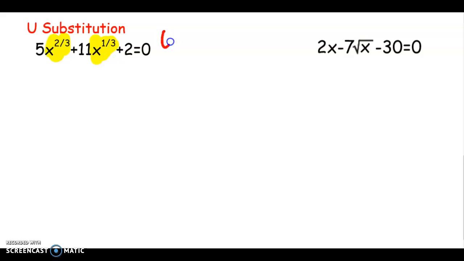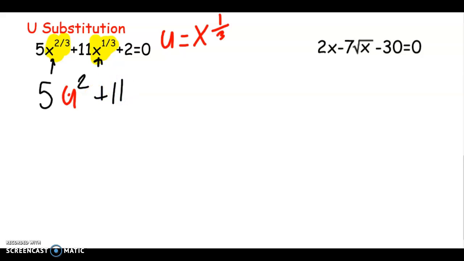So as I look at this one, I'm just going to define some variable u, and that u equals x to the 1/3. You might be like, well, why would you choose x to the 1/3? Because if I choose x to the 1/3, and I plug that in right here and right here, then I really get 5u squared, because x to the 1/3 times 2 gives me 5u squared, plus 11u, and then plus 2 equals 0. And that's not so bad to solve.